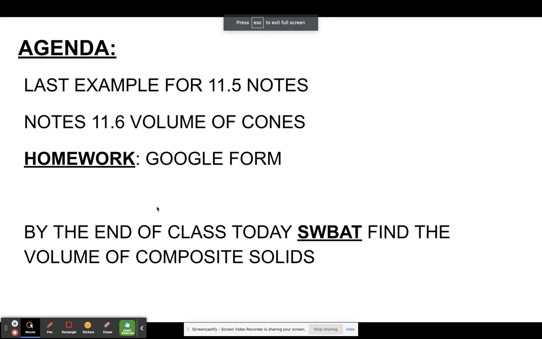Today we're going to go over that last example from the 11.5 notes from yesterday. We're going to complete the 11.6 notes, volume of cones, and then the homework will be a Google form. By the end of class today, you should be able to find the volume of composite solids as well as solve for the surface area and volume of cones.